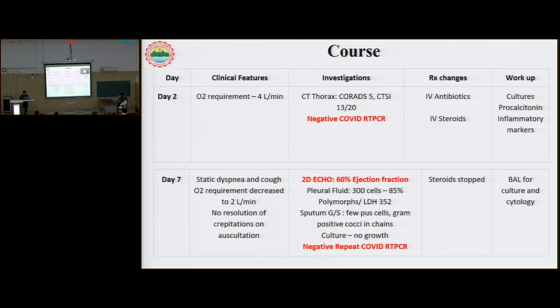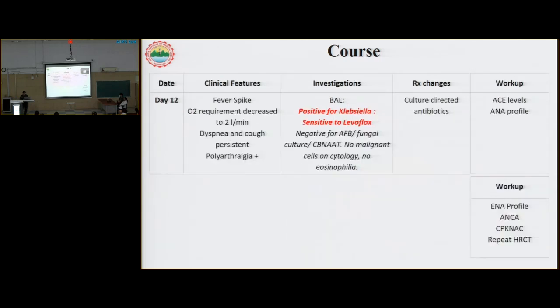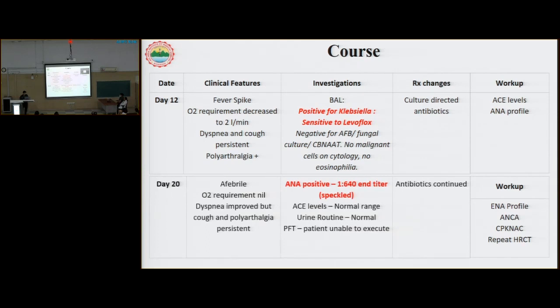So at this point, the steroids were stopped, a BAL was done, and the patient had BAL positive for Klebsiella pneumonia, which was sensitive to levofloxacin. At this point, the patient was having persistent fever spikes and oxygen requirement at 2 liters per minute. After starting culture-directed antibiotics, the patient had resolution of his febrile illness. He became afebrile with a decreasing oxygen requirement, and by day 20, he had no oxygen requirement, but his dyspnea and cough were still persistent.